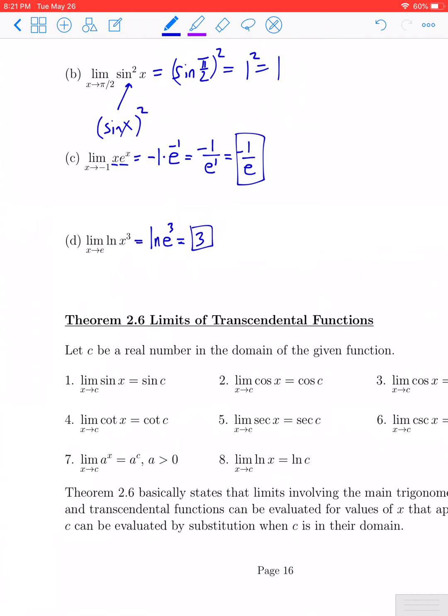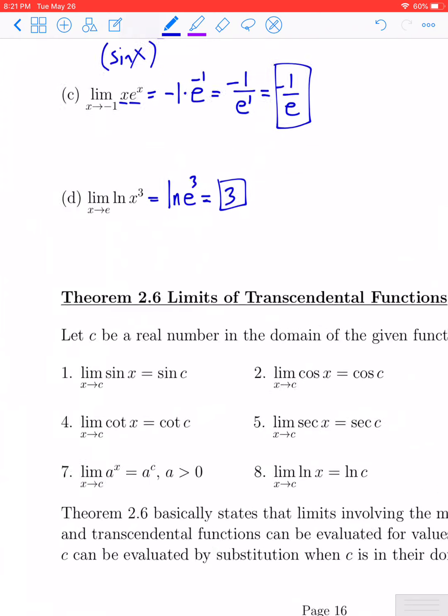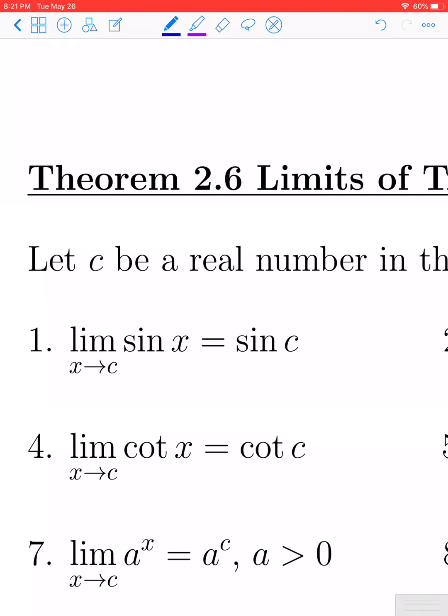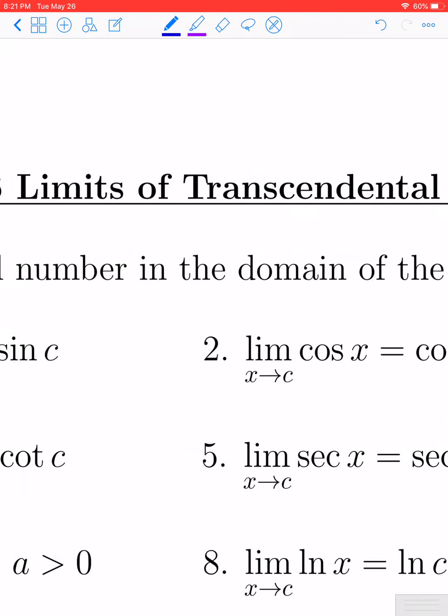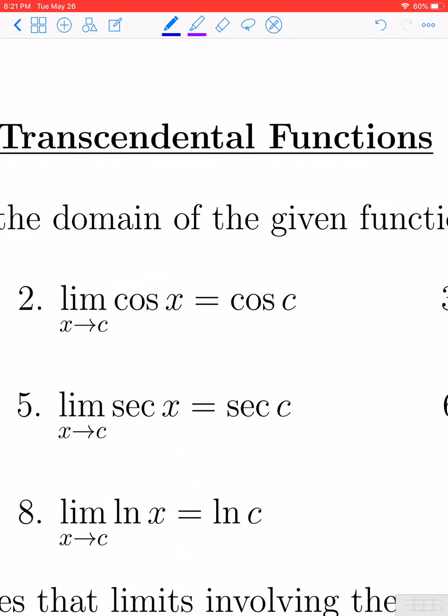To highlight some of the things we just saw a moment ago, Theorem 2.6 talks about the limits of transcendental functions. Let c be a real number in the domain of the given function, then any of our basic transcendental functions' limits can be found via evaluating the function at that value in the domain. So for instance, the limit as x approaches c of the sine of x would be equal to the sine of c. The limit as x approaches c of the cosine of x is equal to cosine c.